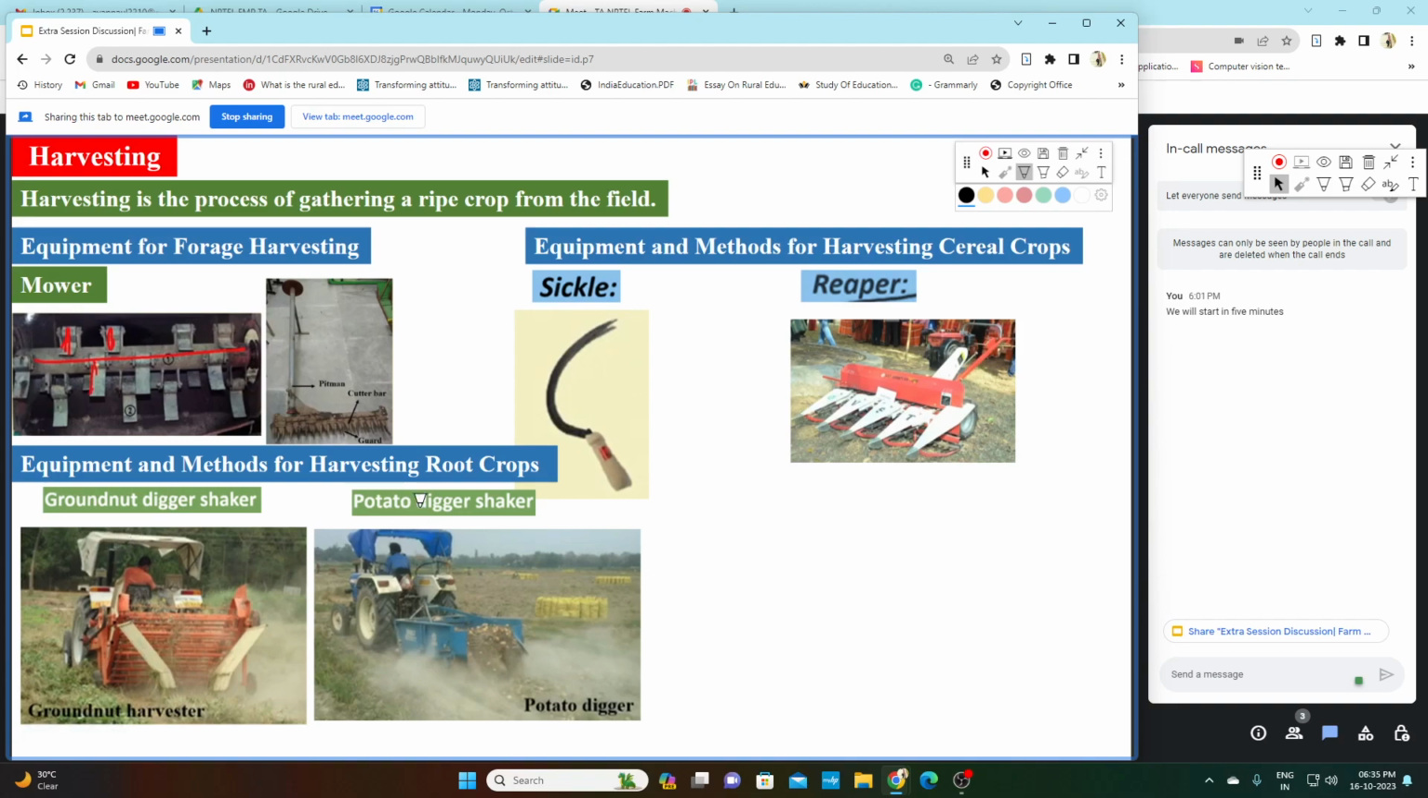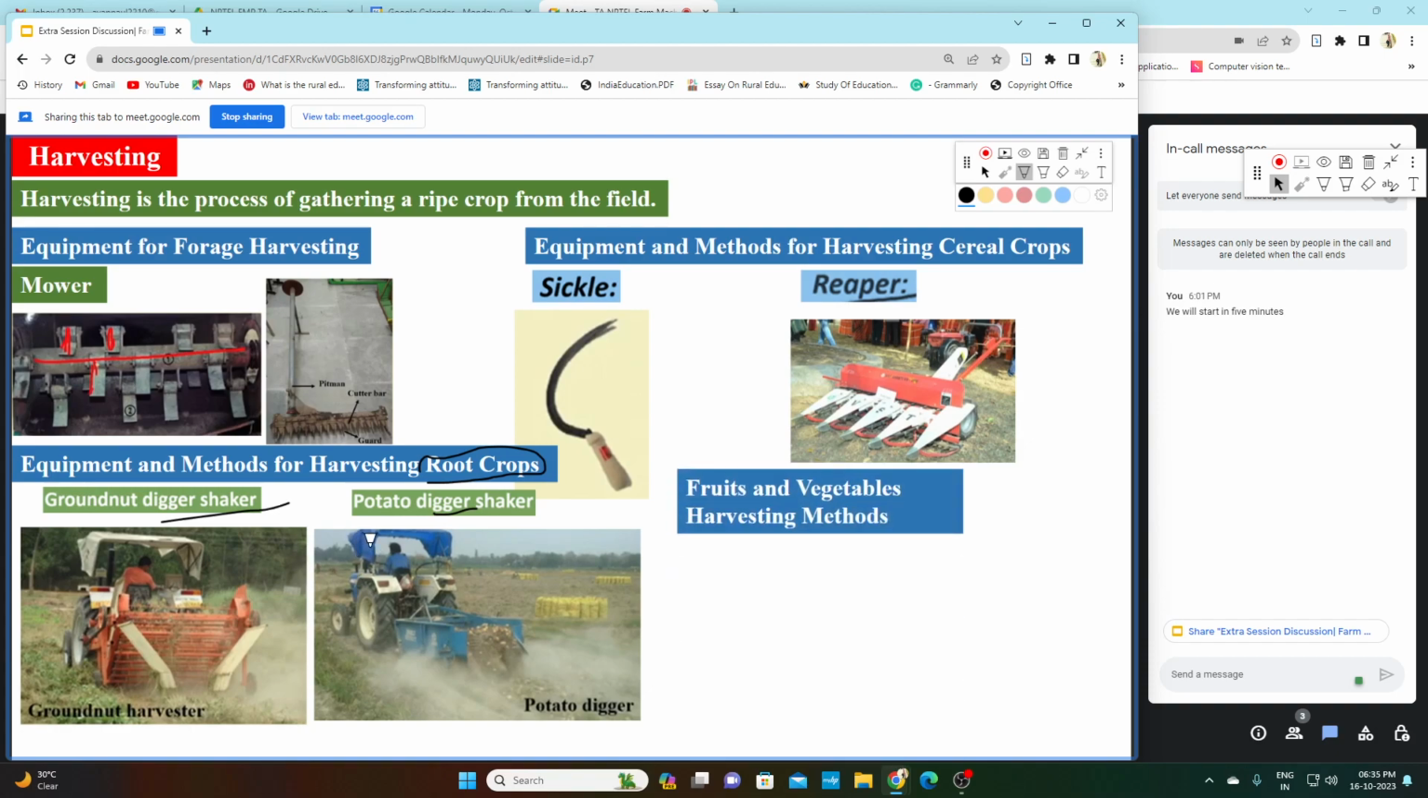Important thing to note is that both of these crops are root crops. That means they occur inside the soil surface. So that is why we have to go with a digger shaker for both these crops. For potato we use potato digger shaker. For groundnut we use groundnut digger shaker.